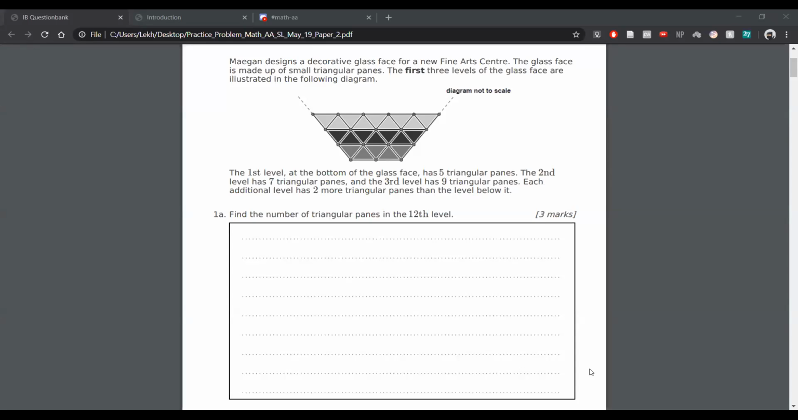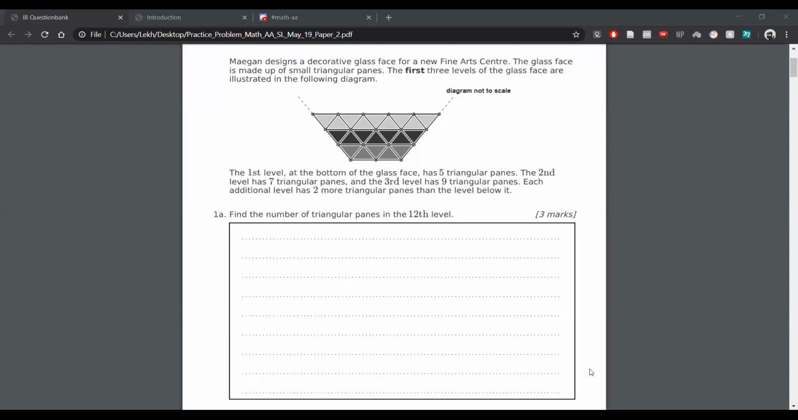I've written out the first 3 levels. It isn't too difficult to write out the first 12 levels for this situation. I could do 11, 13, 15, 17, 19. That's 1, 2, 3, 4, 5, 6, 7, 8, 9, 10, 11, 12. So 27 panes in the 12th level. You can write it out, and I'm pretty sure it'll give you the 3 marks for it.